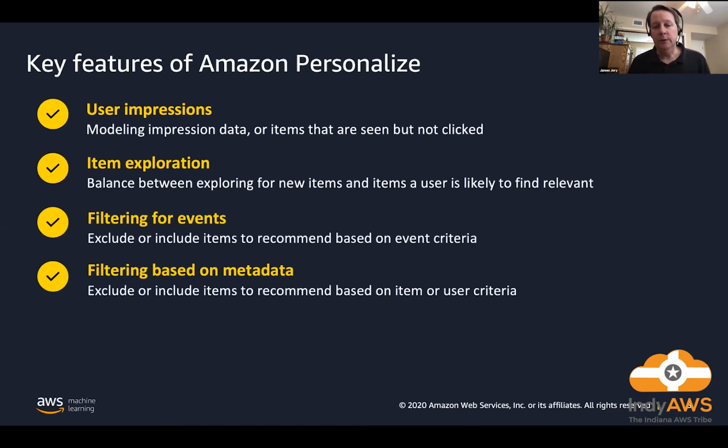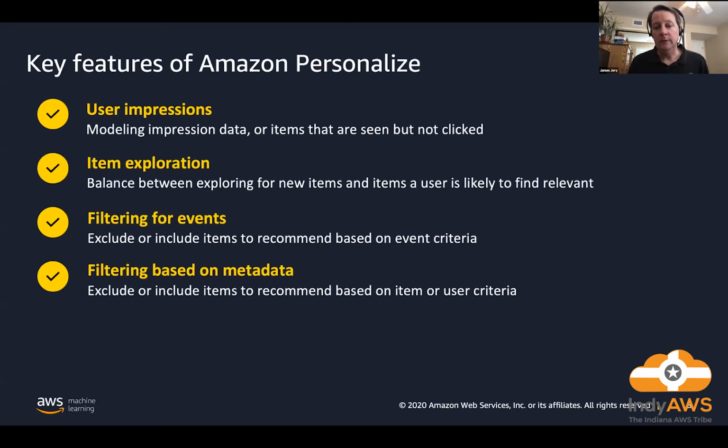Then comes filtering, which you can filter based on events or item or user metadata. And this is where you can include or exclude items from being recommended based on business rules that you can define in the service. And what we were finding was customers, when they initially started using Personalize when it was first released, a lot of customers were building logic on top of the recommendations that came back from Personalize to do this filtering activity.